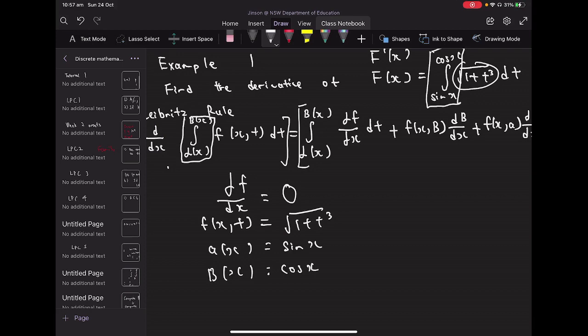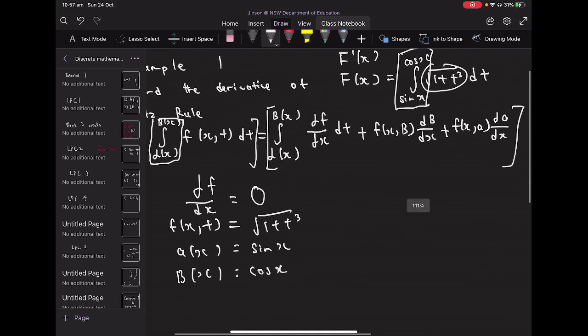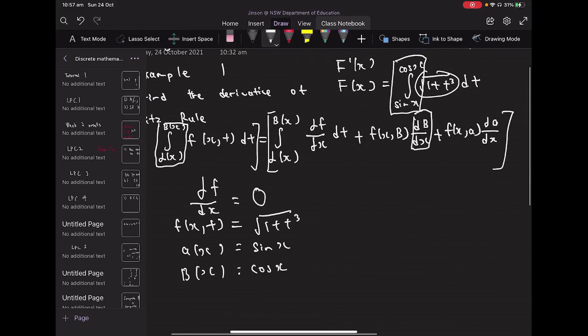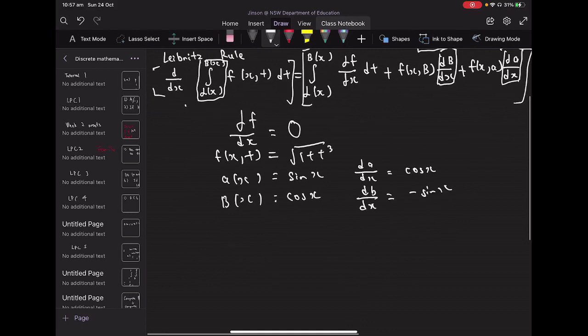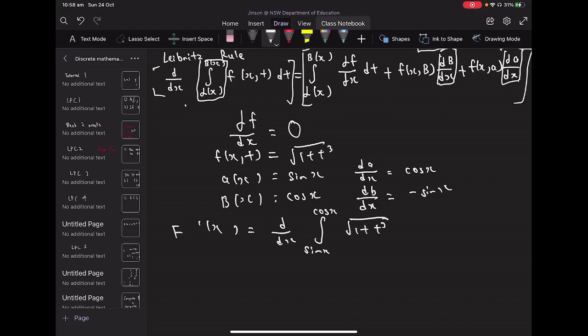And later on, we're going to need the derivative of alpha x and beta of x given from the right hand side of this formula. So the d alpha on dx is just cos x, and the d beta on dx is just negative sine x. Now that we have written all the information that we need on the right hand side to use the formula, we can just write f prime of x equals d on dx of the integral from sine x to cos x of the square root of 1 plus t cubed dt.